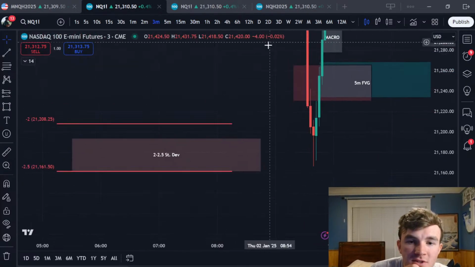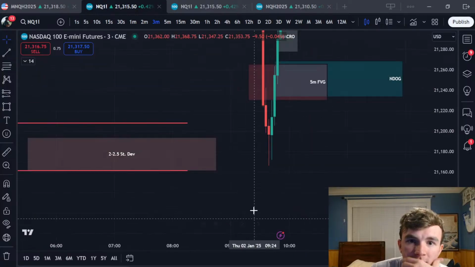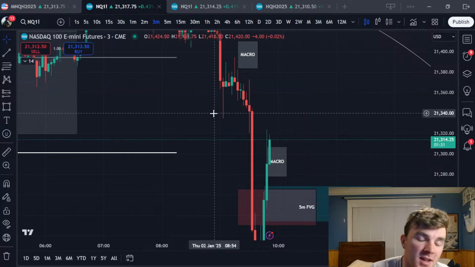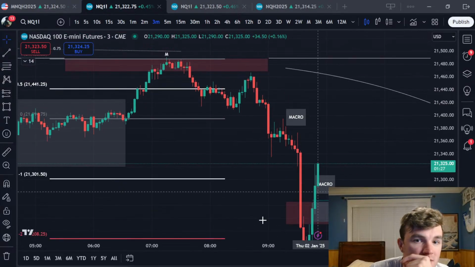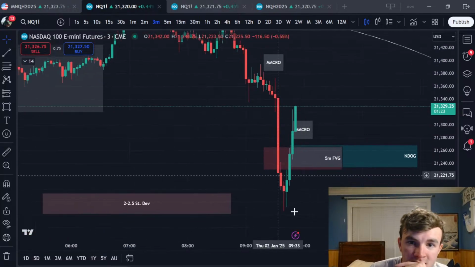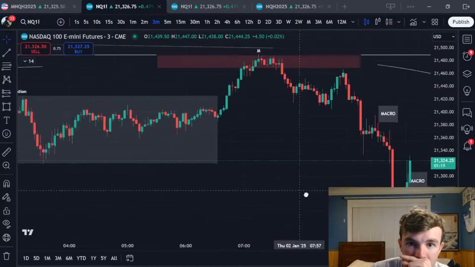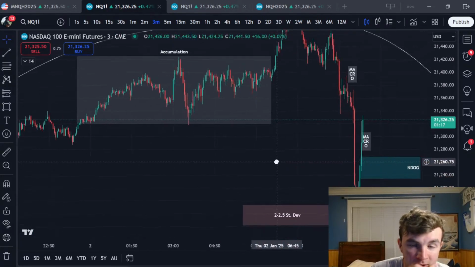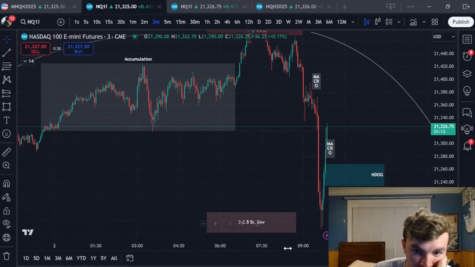You would think we should still be drawing to this 4 to 4.5. At least that's what I would think. But I also thought this was going to be a London reversal day, so I'm wrong all the time. Because now it looks like we could inverse this. You're never going to be right all the time. It's just understanding the probabilities.